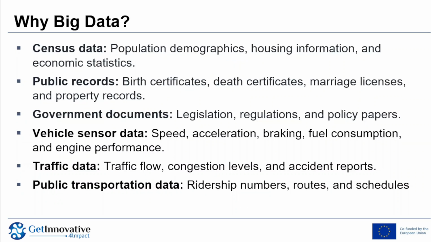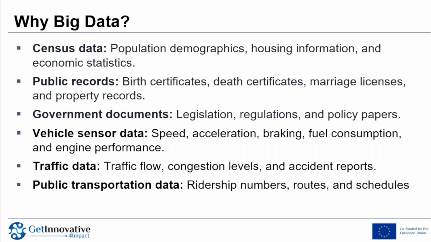There are several other kinds of data included in big data, including the census data, which includes population demographics, housing information, and economic statistics. The public records would include birth certificates, death certificates, marriage licenses, and property records. The government documents would include legislations, regulations, and policy papers.